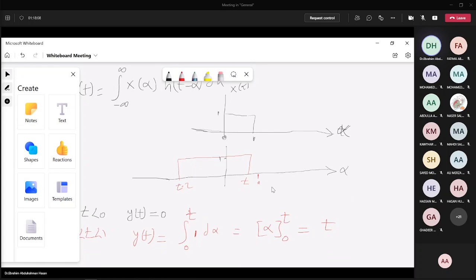Then move it again to the right. This is 1, this is 2.